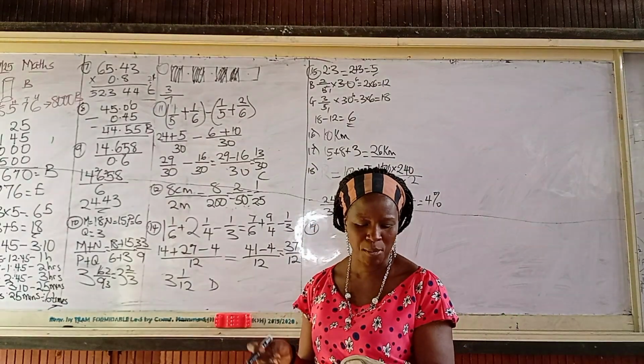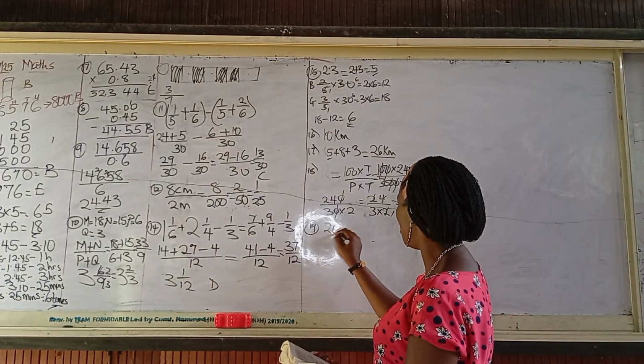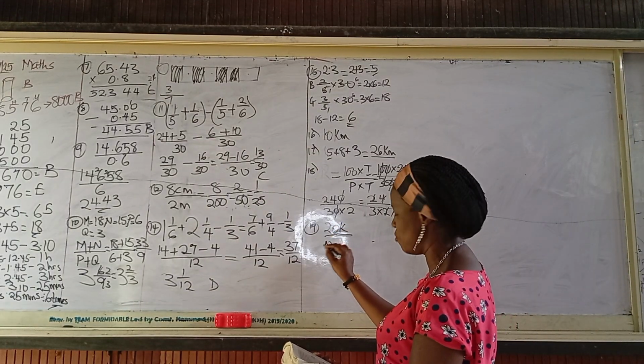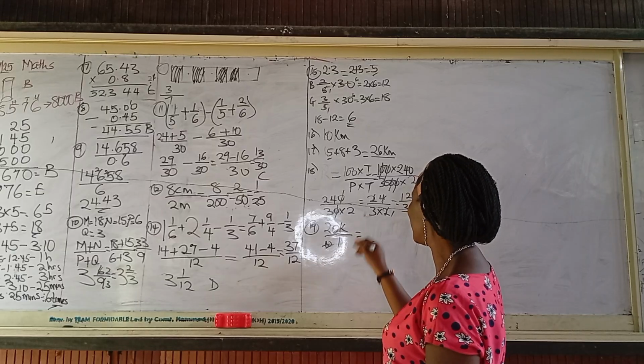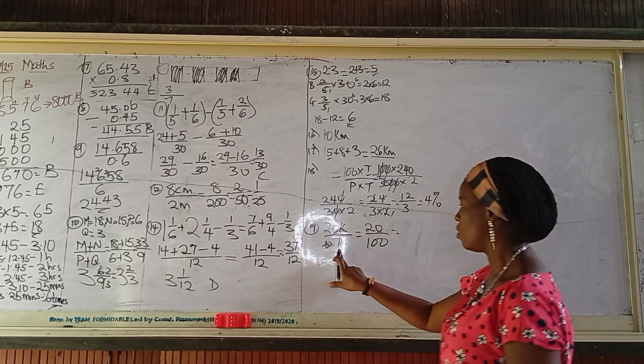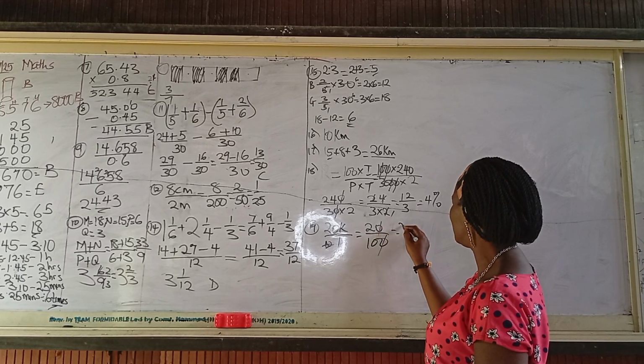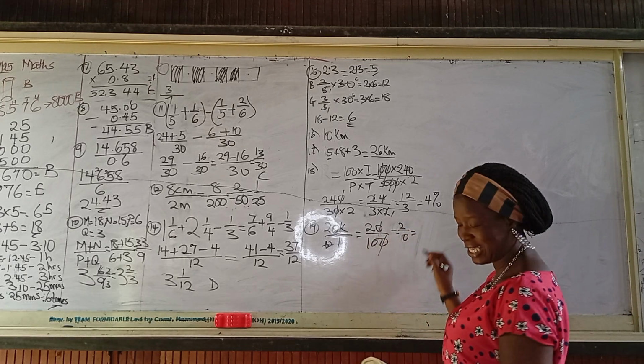Now to number 19 question. Express 2 kobo as a decimal of 1 naira. 2 kobo as a decimal of what? 1 naira. So let's change it to the same unit. Because to change 100 to kobo, so this cuts this. We have 2 over 10, and that is, yes.